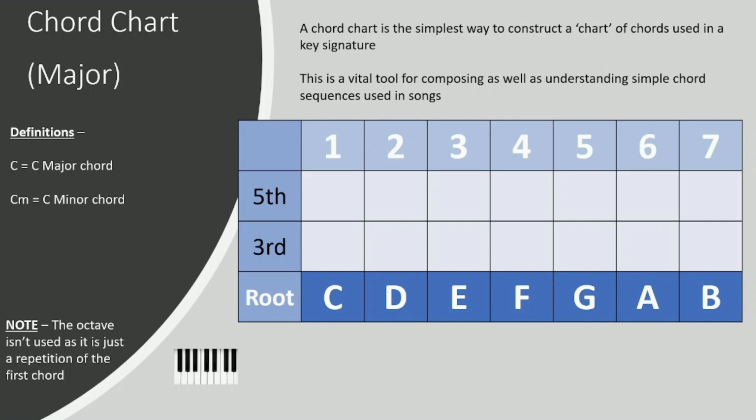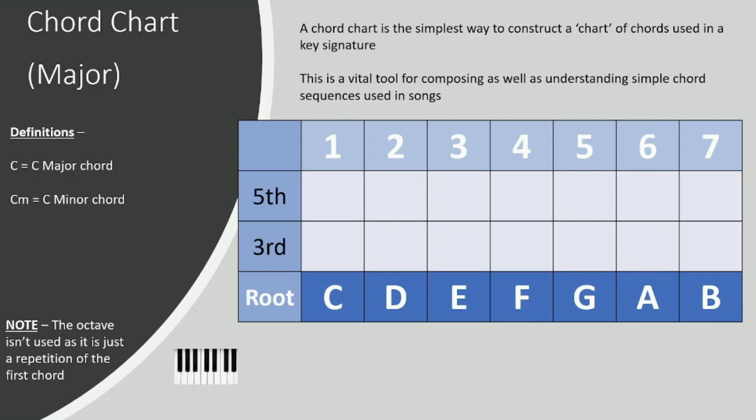Here we go. Down at the bottom, we have the C major scale, which we already know from the previous course. So I've just put the notes in there. C, D, E, F, G, A, and B. Now we don't have the octave because it'd just be a repetition of the first chord, just played higher. So we're leaving that out when we're talking about harmony and chord charts.